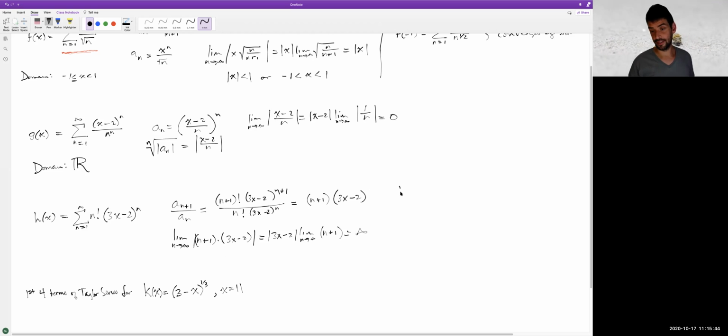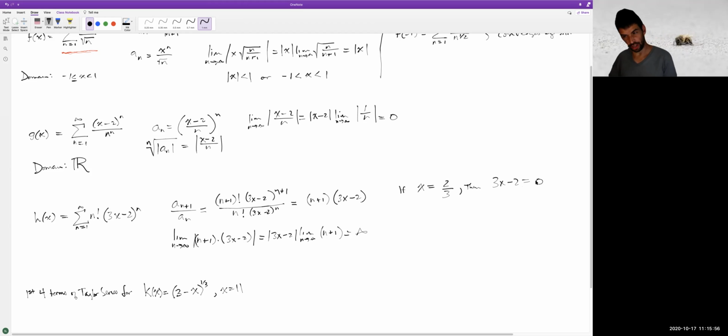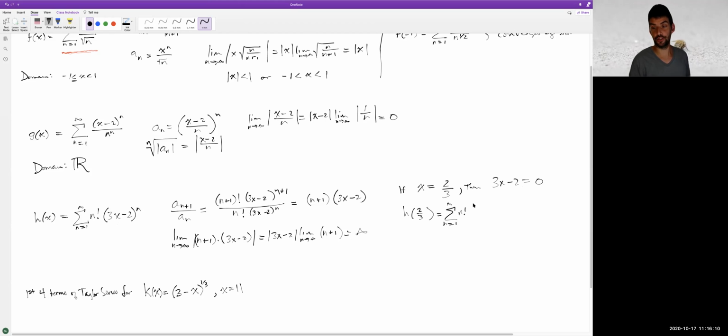And that's the case if x equals 2/3, because then 3x minus 2 is equal to 0. You can do that quick bit of algebra. Which means if x is equal to 2/3, h of 2/3 is just the sum from n equals 1 to infinity of n factorial times 0 to the n, which is just 0 plus 0 plus 0 plus 0.